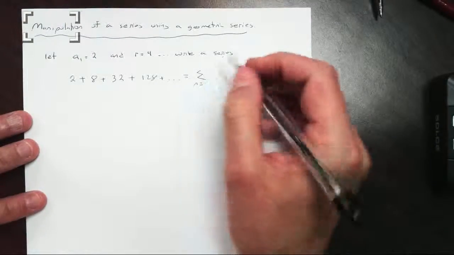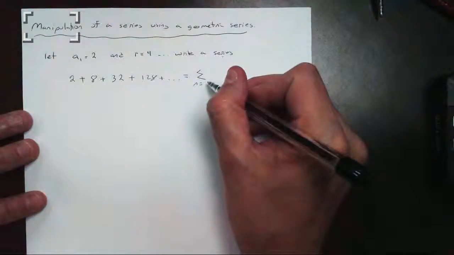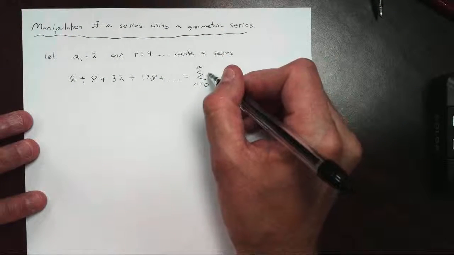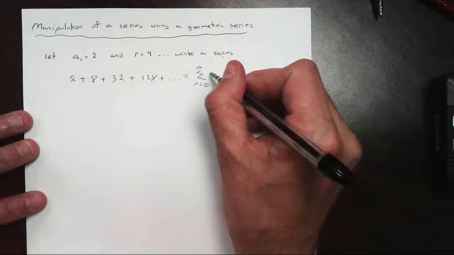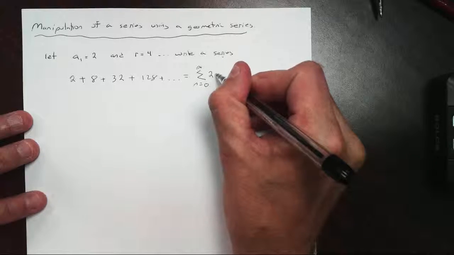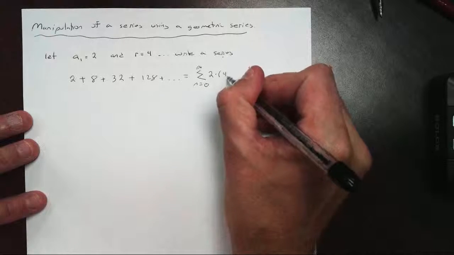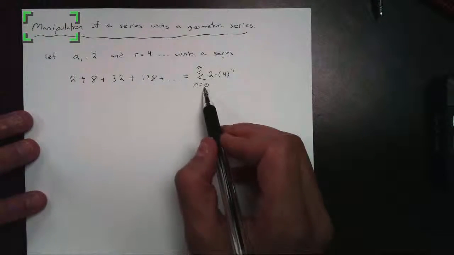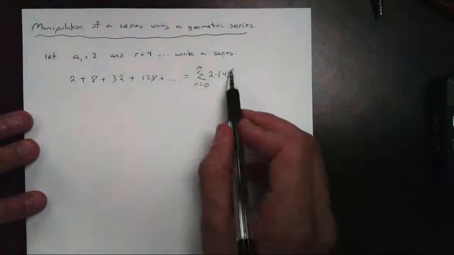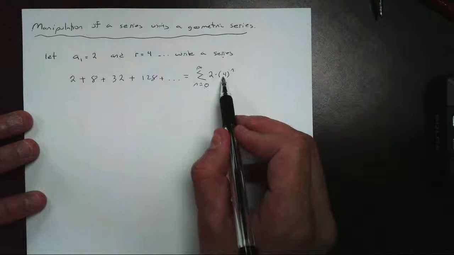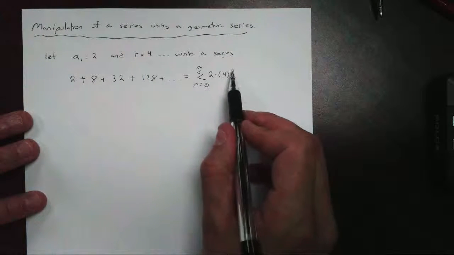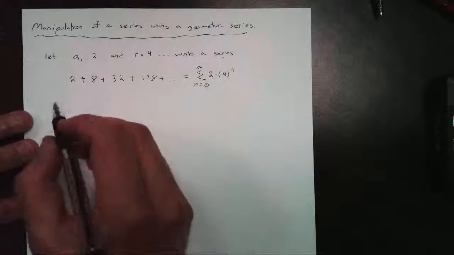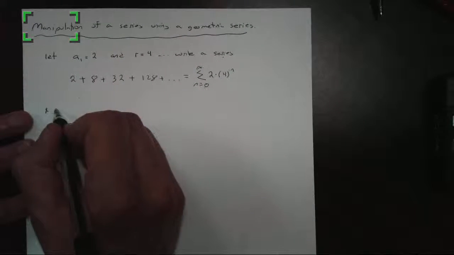Now we may recall from earlier, a geometric series is written from 0 to infinity. To get a geometric series, you can write whatever the first term is, 2, times that common ratio, 4, to the n. And just to verify that this works, if I let n be 0, I get 2. Let n be 1, we get 8, so on and so forth. And we can do this for all sorts of geometric series.